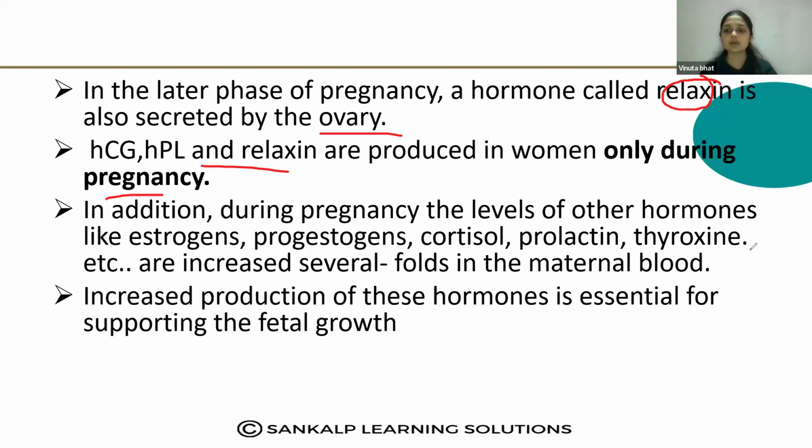Okay, in addition, during the pregnancy the levels of other hormones also increase. Hormones like cortisol, progestogens, estrogens, thyroxine. These all increase several folds in the maternal blood. Why do these hormones increase in the maternal blood? Because the increased production of the hormones is essential for supporting the fetal growth. So these hormones help in the fetal growth.